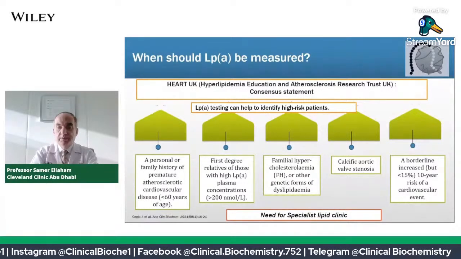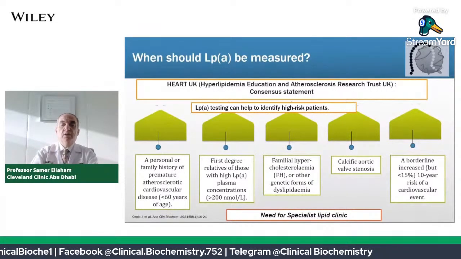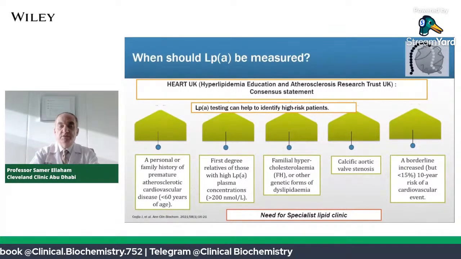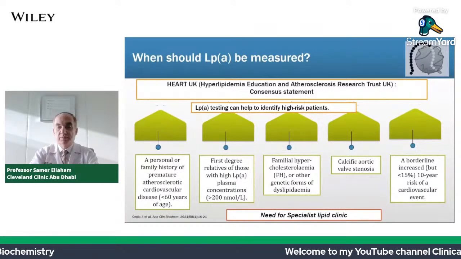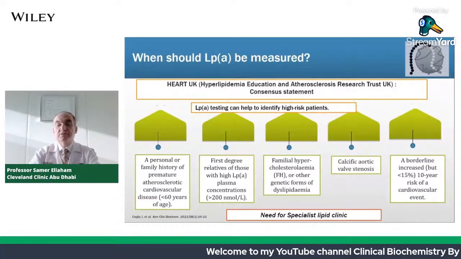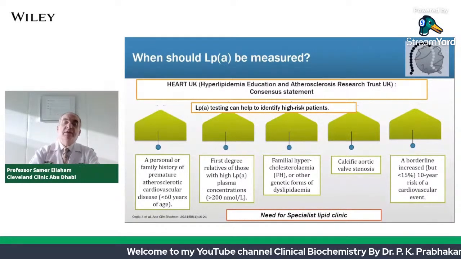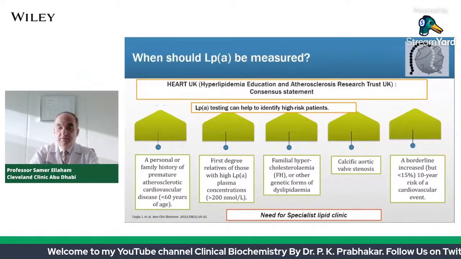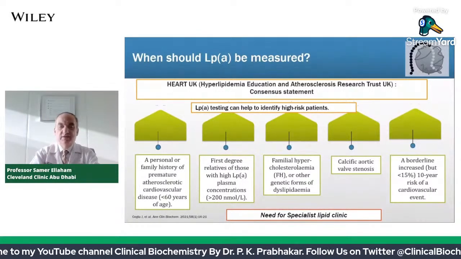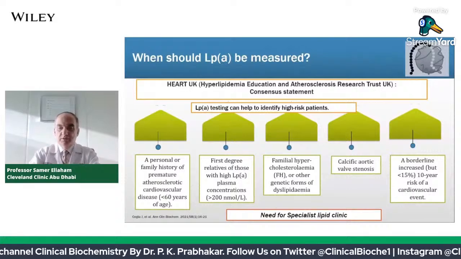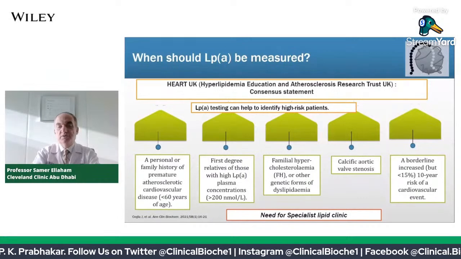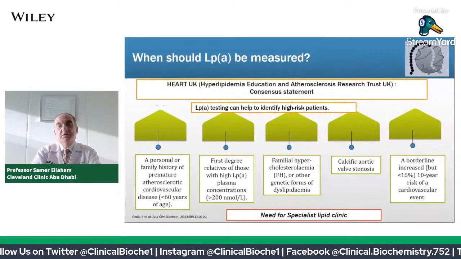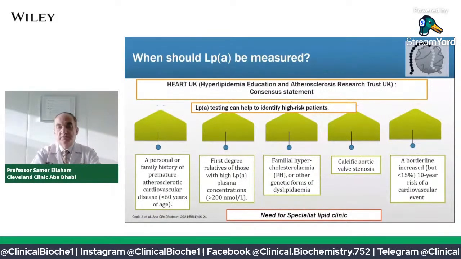Lp(a) testing can help in high-risk patients. 1, a patient with a personal or family history of premature vascular disease, especially less than 60 years of age: consider it or recommend it. Number 2, first-degree relatives of patients who have elevated Lp(a) levels. I know what you're going to say. At one time we said 100, then 150 or 125, and now 200, but this is from the guideline, and it's something really worth considering.